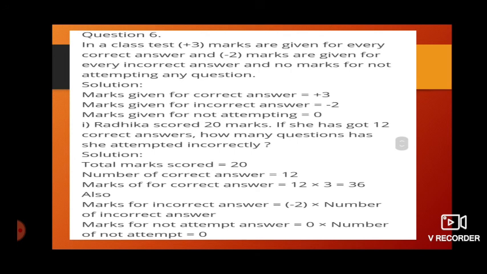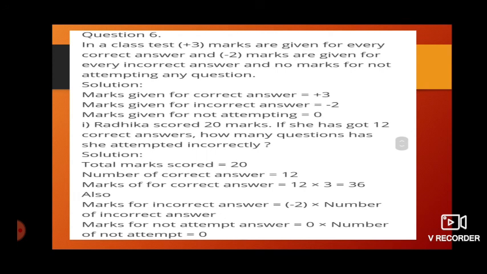Now, first question. Radhika scored 20 marks. If she had got 12 correct answers, how many questions had she attempted incorrectly? As we know already, children, if she attempts 12 questions correctly, 12 threes are 36, she will get 36. But she got 20 only, which means the remaining marks after getting 36, she lost because of her incorrect answers. So how many, we have to find.